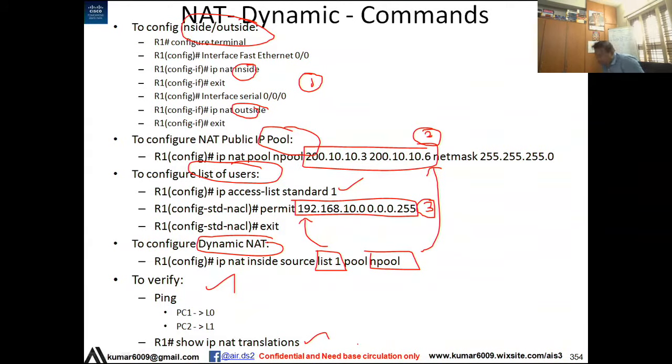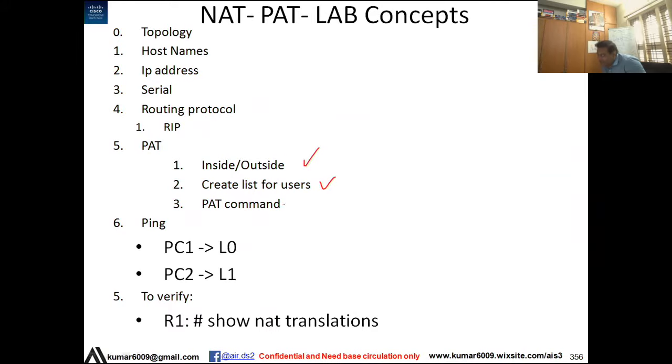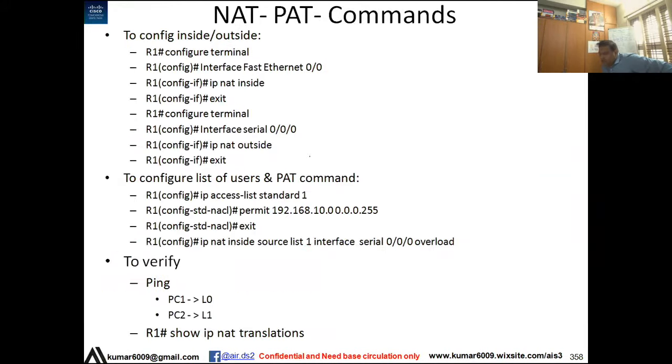This is for dynamic. Now if you go for PAT, what happens? Very simple. Inside outside, list of users, directly the PAT command. There is no pool here. I am saying who is inside and outside, same thing. Who is inside now? FA0/0 inside, serial outside. I will create a list of users. Then I will directly go to global mode and say, anybody comes from this list, you take from this outside interface and do overload. Overload is called the PAT command.